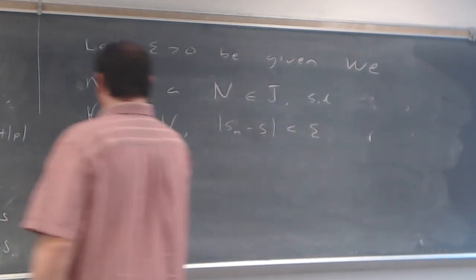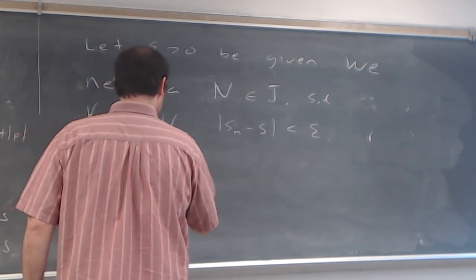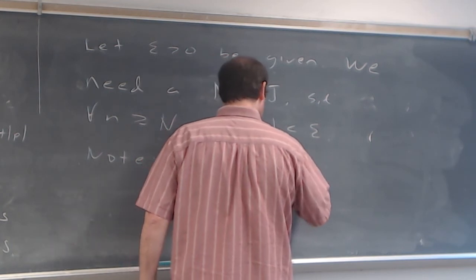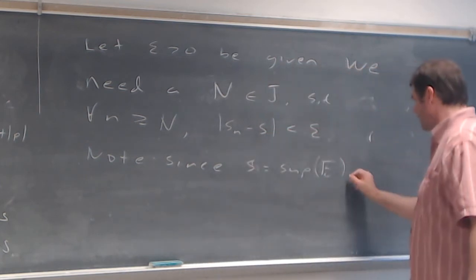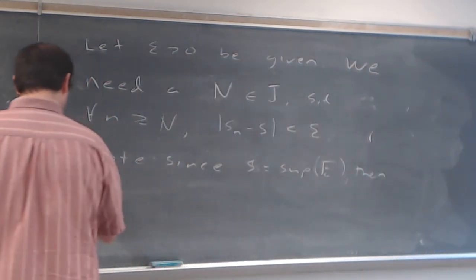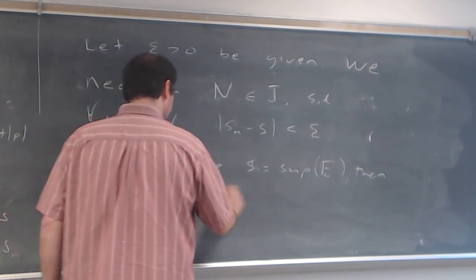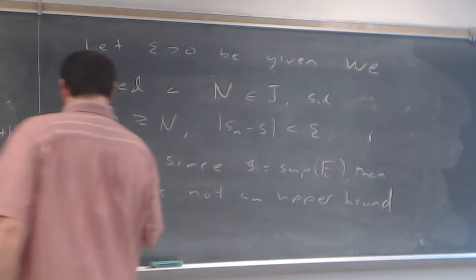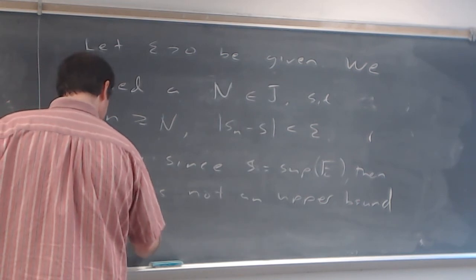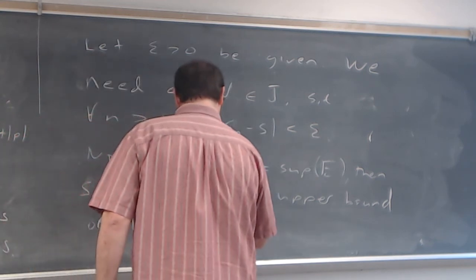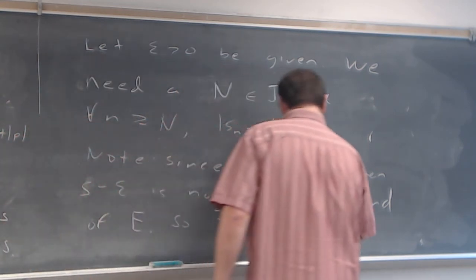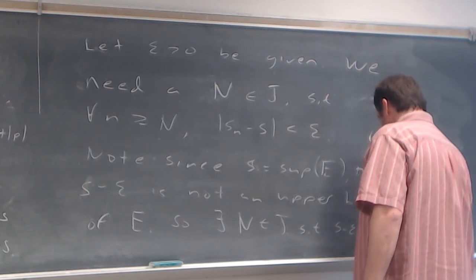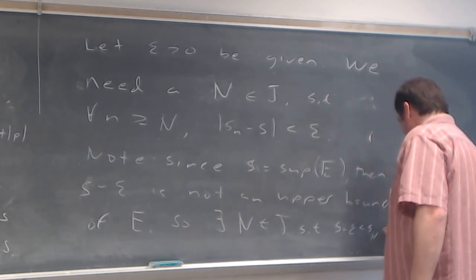Okay, well, note, since S equals the sup of E, then S minus epsilon is not an upper bound of E. So that means there exists an n element of natural numbers such that S minus epsilon will be less than S sub n, okay, which is less than or equal to S.